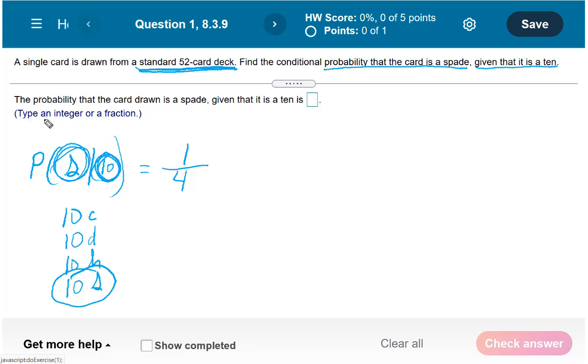So we can enter an integer. Now 0.25 is not an integer, or fraction. So obviously we will be entering 1/4.